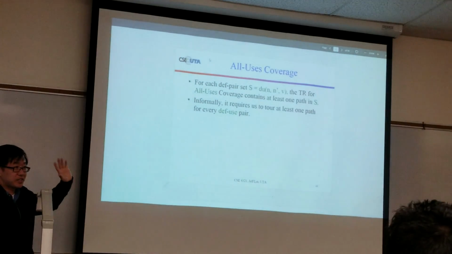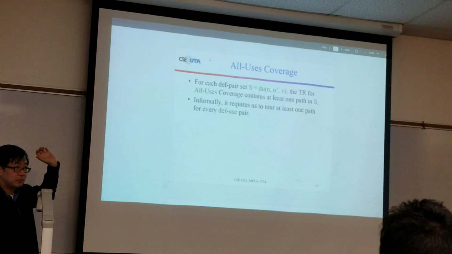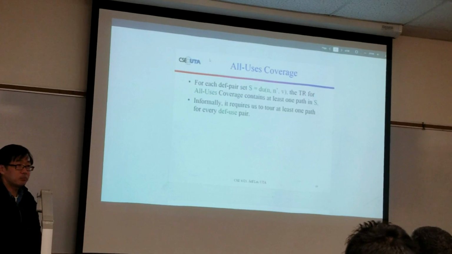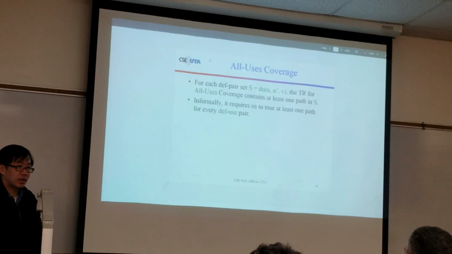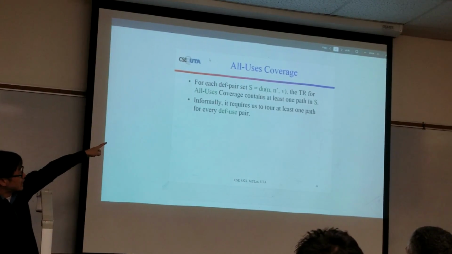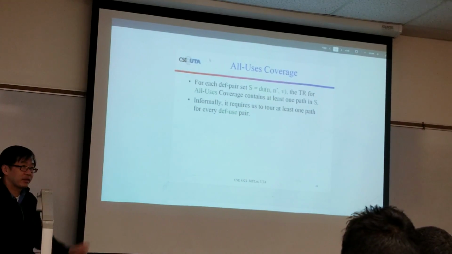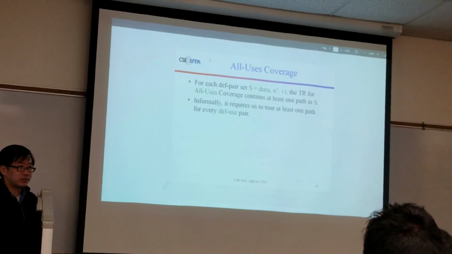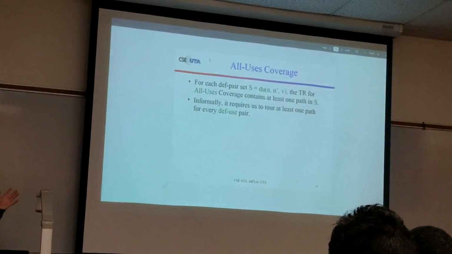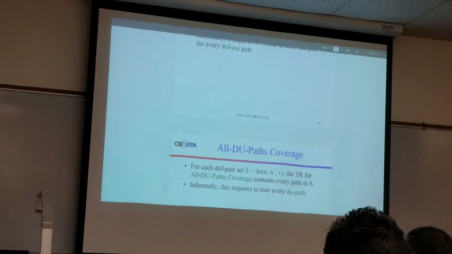If you have a lot of resources, this is definitely more comprehensive than the first one, because if a definition could be used in multiple locations, you have to test every use at least once. That's the formal definition, right? For each starting node and end node, you have to test one out of all the DU paths between those two nodes. And we'll give some examples later. But normally speaking, you have to test every possible use of every definition.